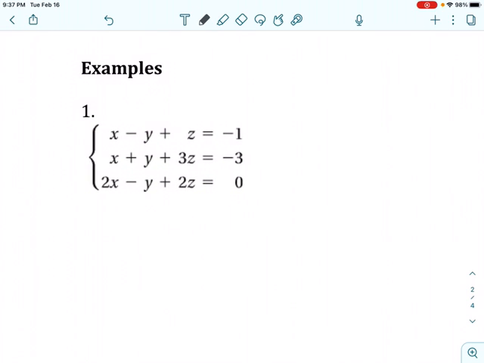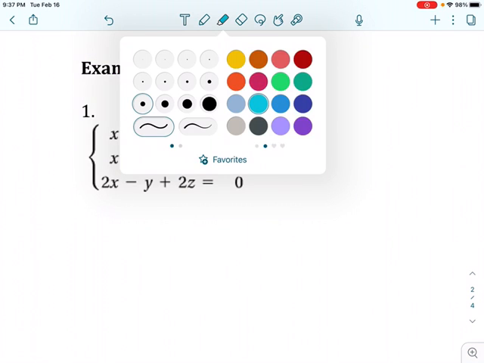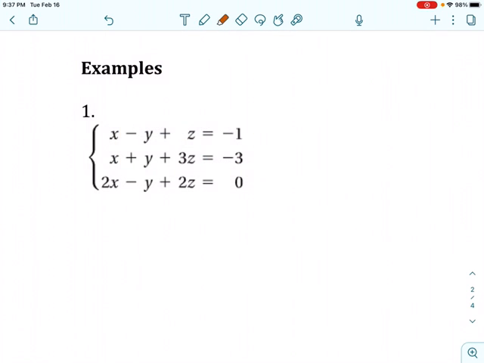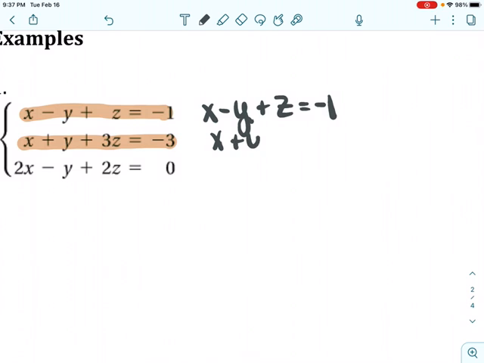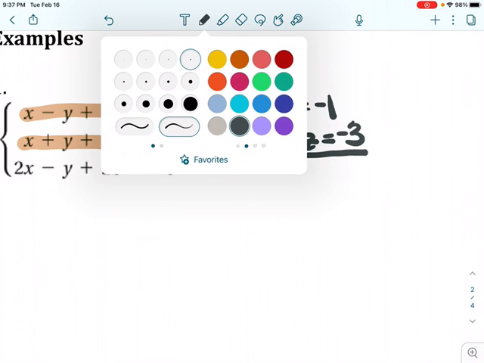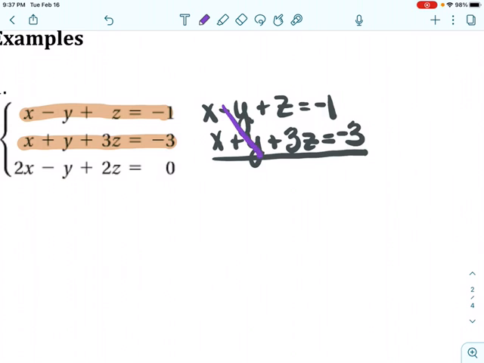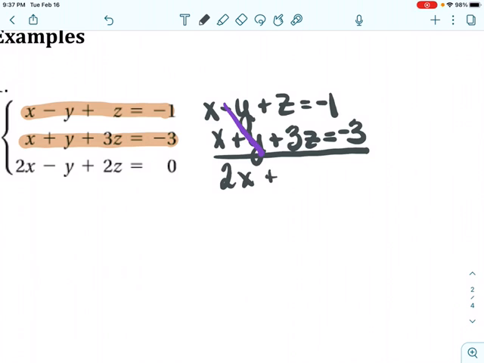Okay, so we're going to pick 2 equations. I'm going to pick my 2 equations and I'm going to pick a variable. I'm going to start with the first 2, and I'm going to get rid of the y's. Okay, so I'm going to add those 2 equations together. I don't have to do anything because my y's already are opposite signs, same numbers in front. So we get 2x plus 4z equals negative 4.